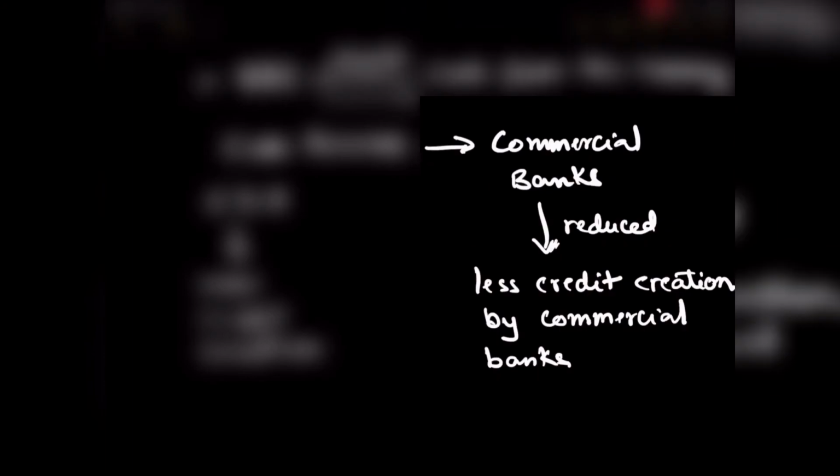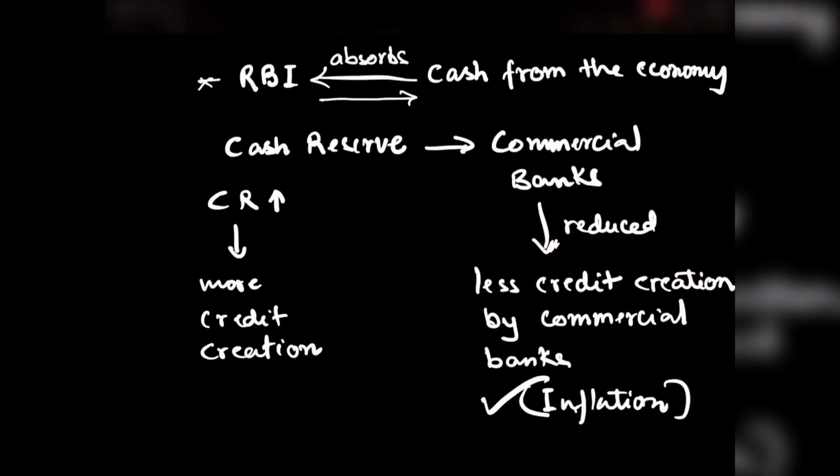By using this tool, RBI can solve the problem of inflation by absorbing cash from the economy and reducing the cash reserve available with the commercial banks, thus reducing the credit creation ability of commercial banks and solving the problem of inflation. When the Reserve Bank of India releases cash into the economy, then the cash reserve of the commercial bank gets increased, and due to which more credit creation will occur in the economy, and hence solving the problem of deflation.